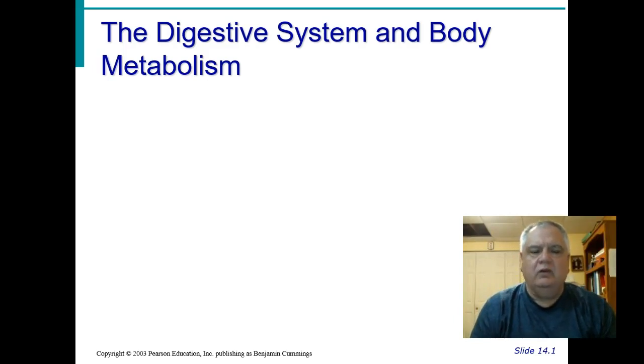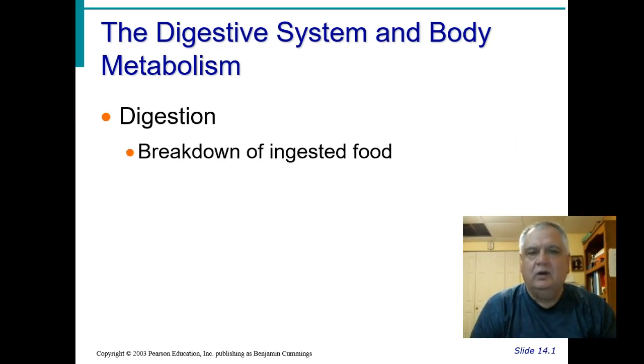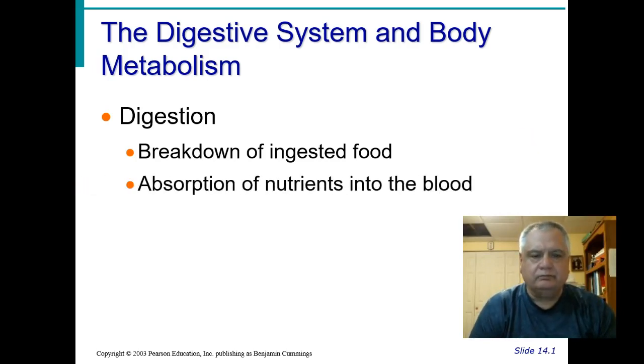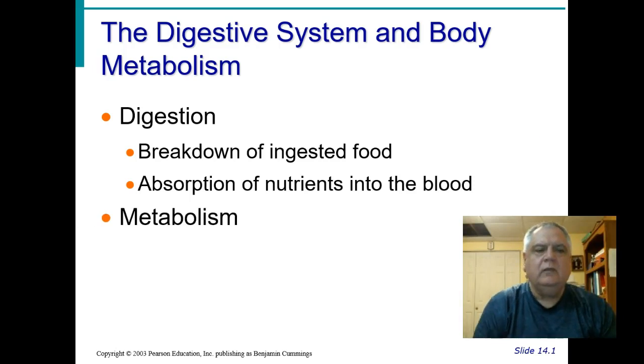So the digestive system and body metabolism, we take a look at it. The question becomes, what is digestion? Simply put, digestion is the breakdown of ingested food. A second part of the process is that once the food is broken down, it has to be absorbed. The nutrients from the breakdown of the food have to be absorbed into the blood.